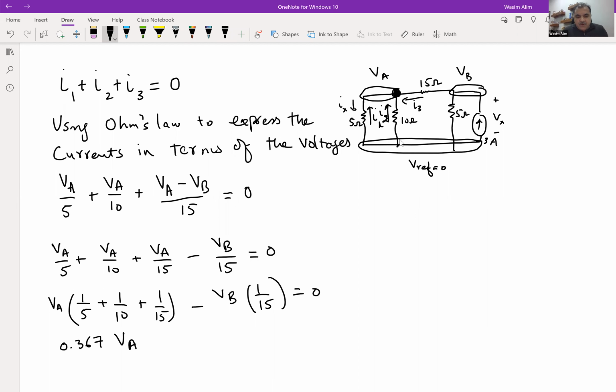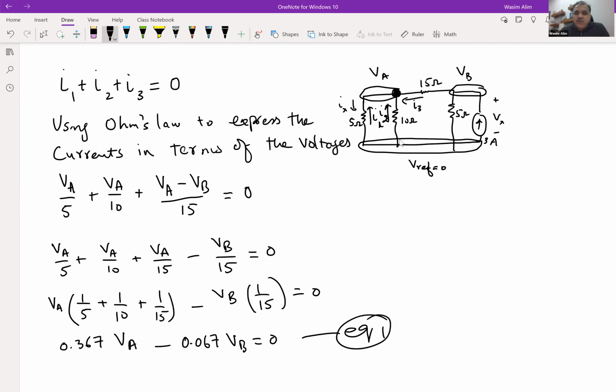0.367 is what I have for V sub A. If you like this format, this is perfectly okay with me. And then V sub B is going to be 0.067 V sub B equal to 0. So we can call this one our equation number 1 and then use that to resolve the problem.